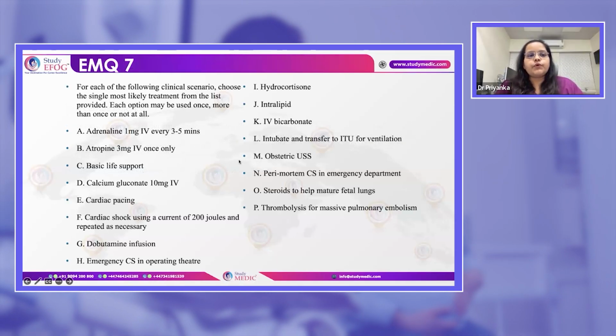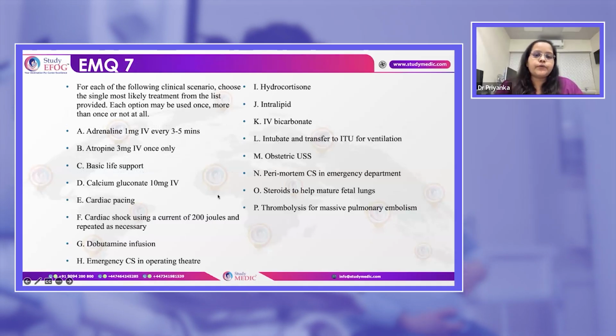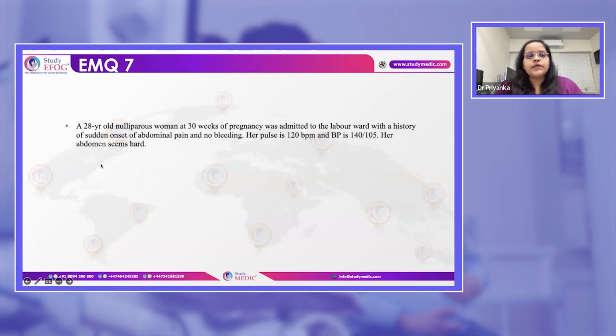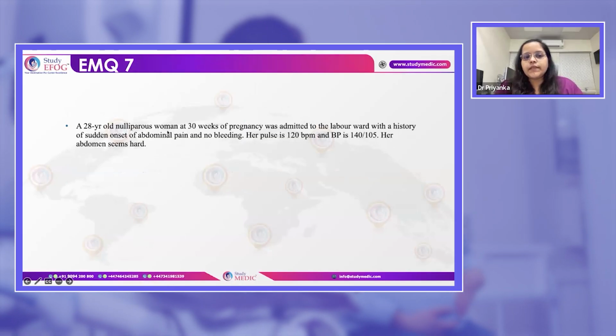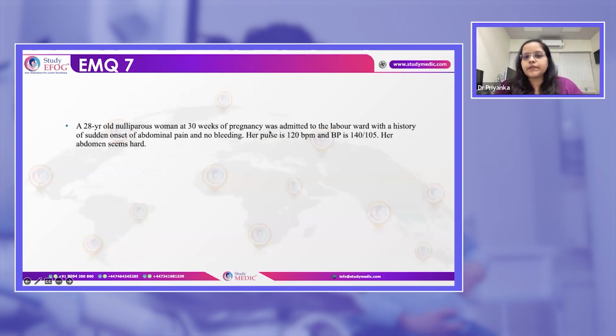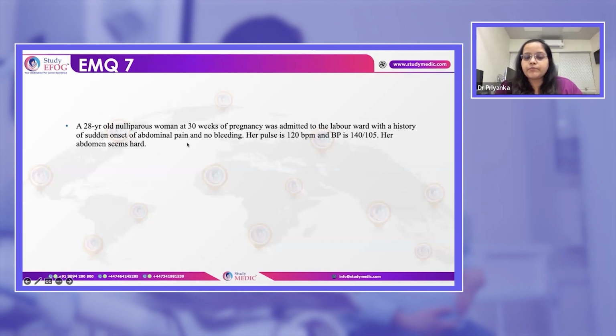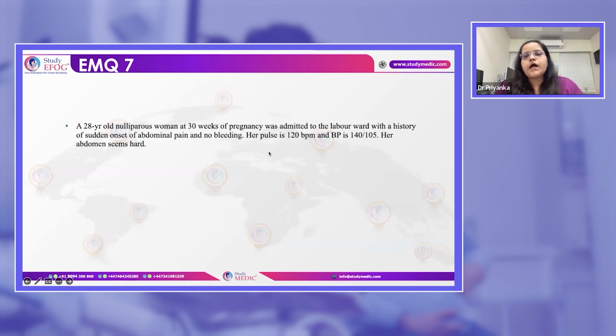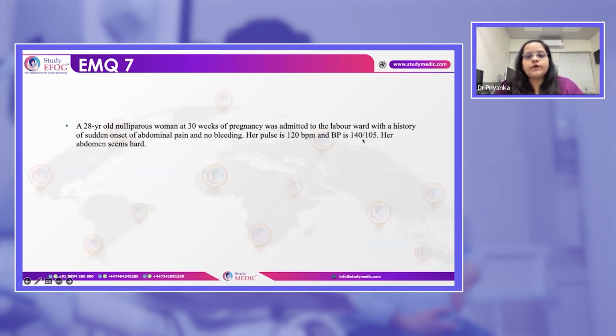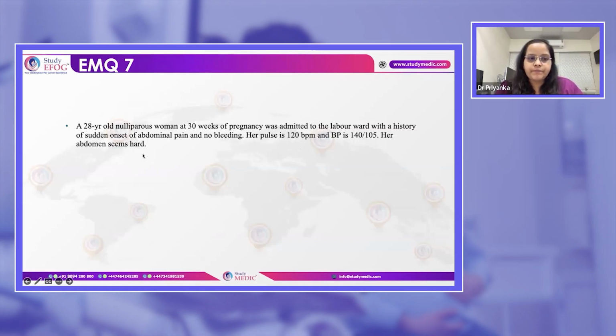Here we need to choose what is the most likely treatment that we are going to give for the next patient. So the patient is a 28-year-old nulliparous woman. She is 30 weeks pregnant and was admitted to the labor ward with a history of sudden onset of abdominal pain and no bleeding. Her pulse is 120 beats per minute and her blood pressure, if you see, is 140 by 105. Her abdomen seems to be hard.